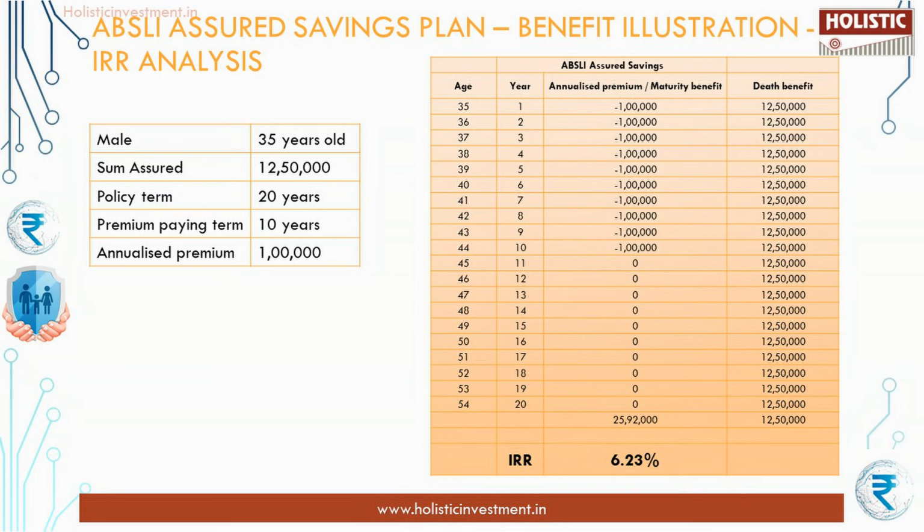Premium paying term 10 years, policy term 16 years, premium payment mode annual, and the annualized premium is rupees 1 lakh. If he pays the premium regularly for the first 10 years, he would be receiving a maturity benefit of 25.92 lakhs at the end of 20 years. The IRR for the given cash flow is 6.23%.